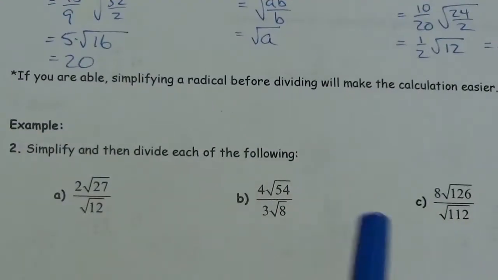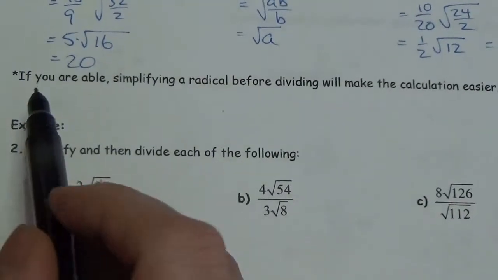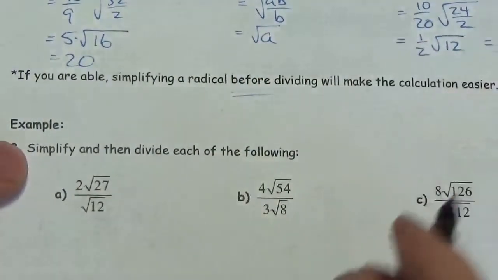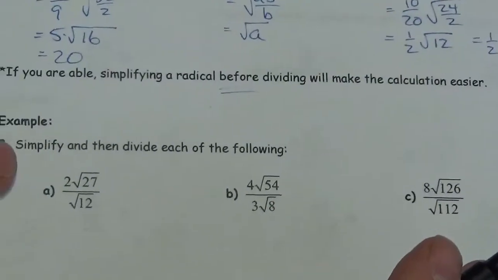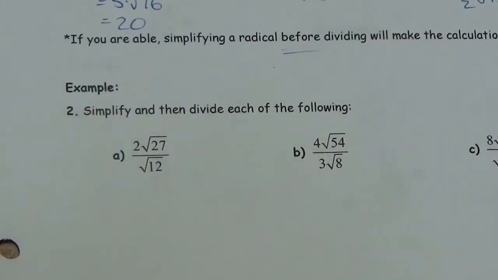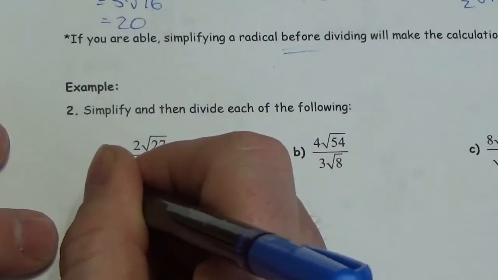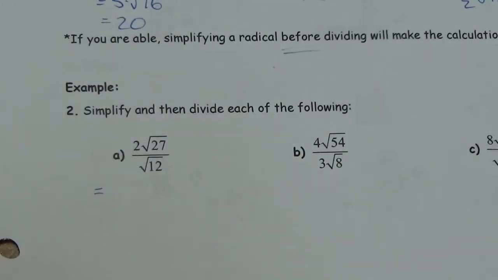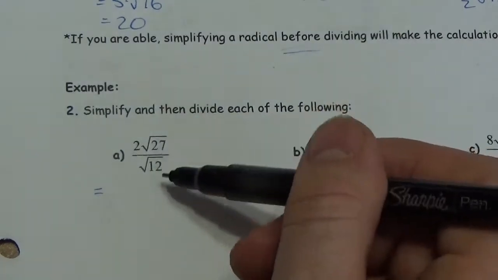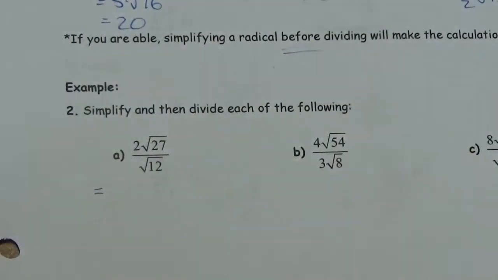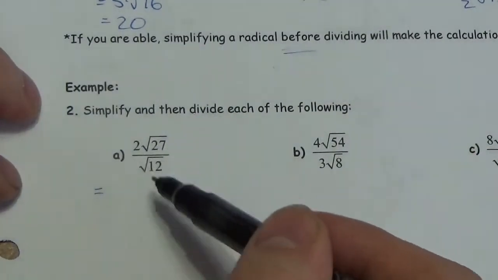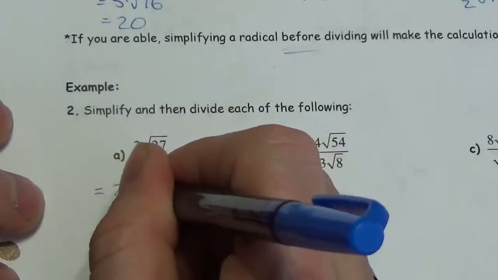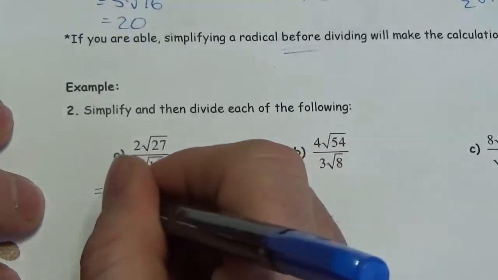Okay, so we're going to do another example here, and like it says just above here, if you're able, simplifying a radical before dividing often makes the calculation a bit easier. And I would agree with that. So for example, for this one right here, we've got 2 root 27 over the square root of 12. Now I could do the division. I totally could, and please don't get me wrong. I can totally see how this would simplify a bit here. But I want to just take a look at what you would do here.